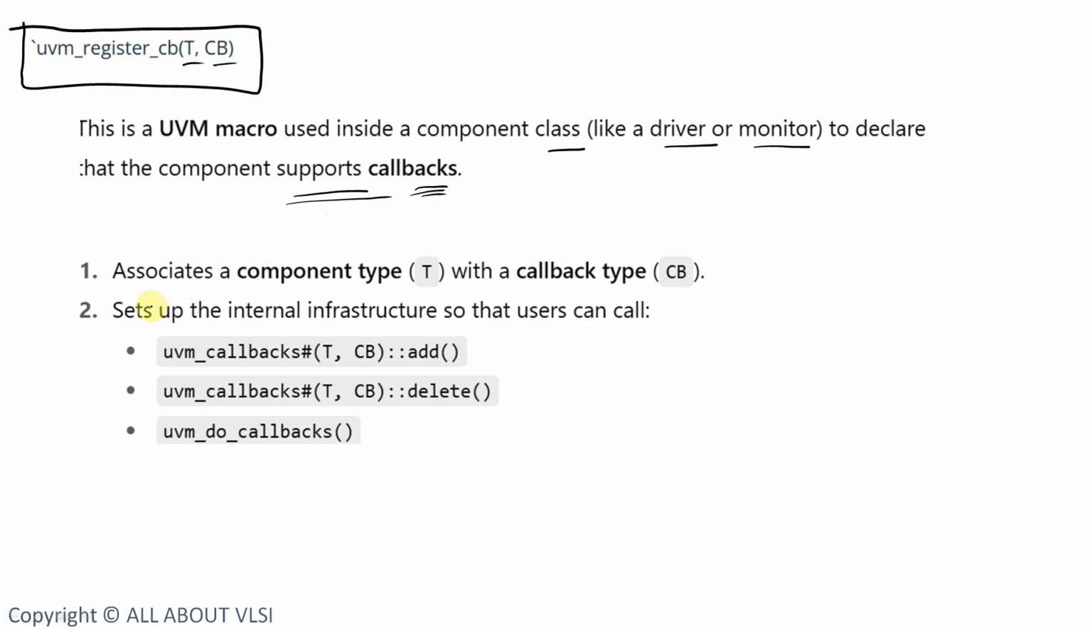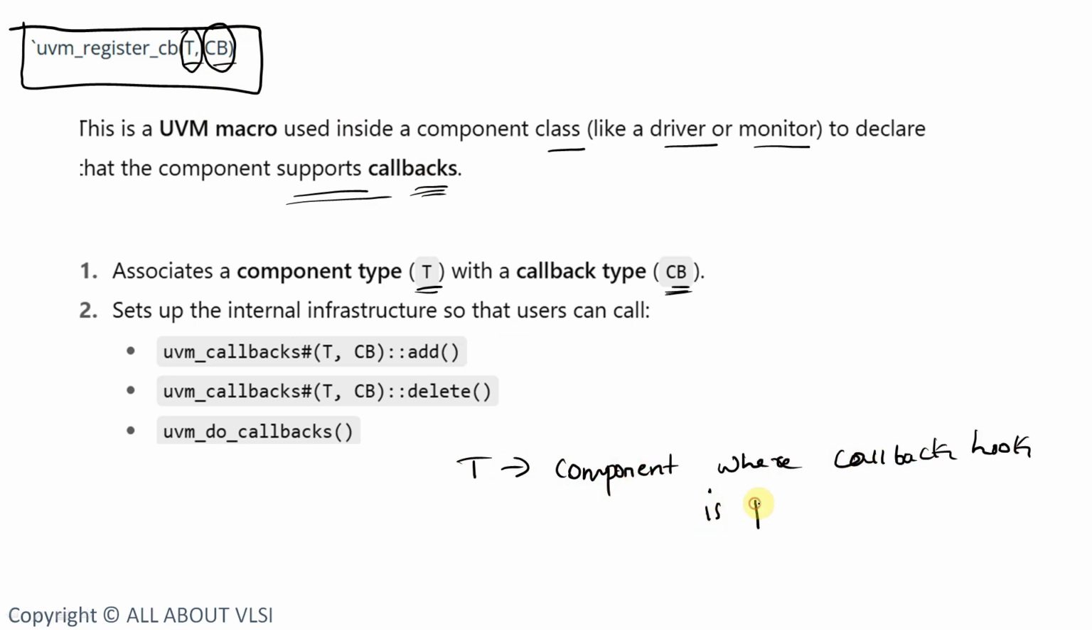So what is this T? It associates a component type T with a callback type CB. So this T is nothing but our component where the callback is declared, and CB is nothing but the user defined callback class. T is the component where the callback hook is present, and CB is the user defined callback. We will see about these methods later.